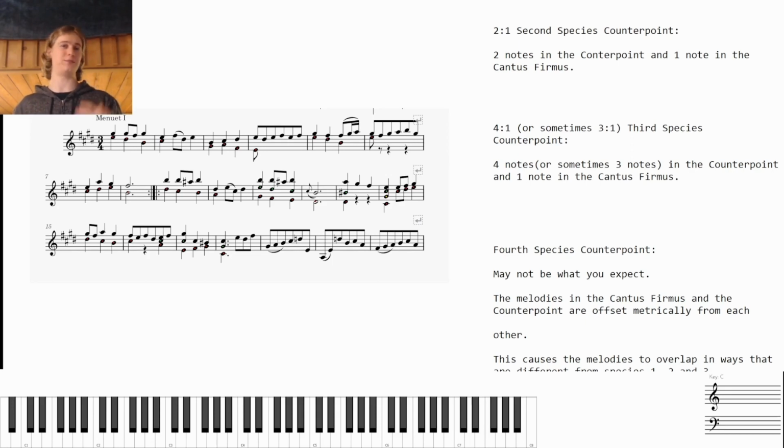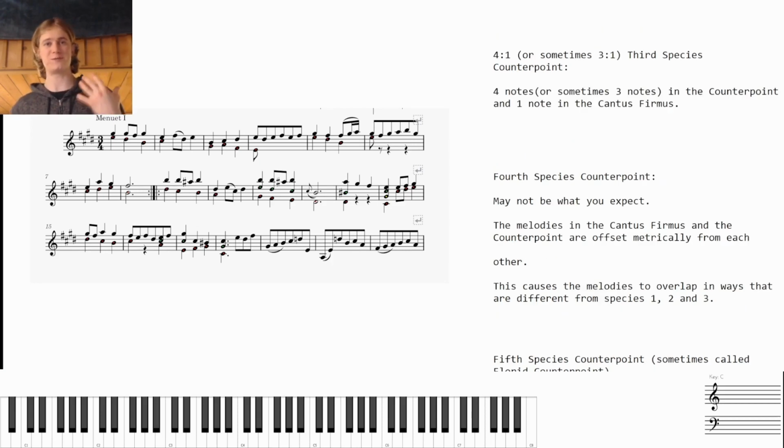2-to-1 or second species counterpoint is 2 notes in the counterpoint and 1 note in the cantus firmus. 4-to-1 or sometimes 3-to-1 is third species counterpoint. 4 notes or sometimes 3 notes in the counterpoint and 1 note in the cantus firmus. So third species counterpoint has 4 notes to 1 or 3 notes to 1.